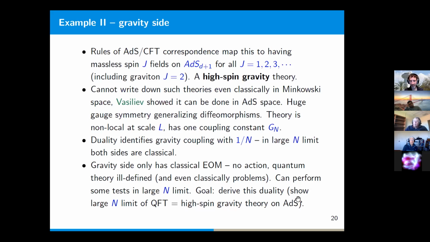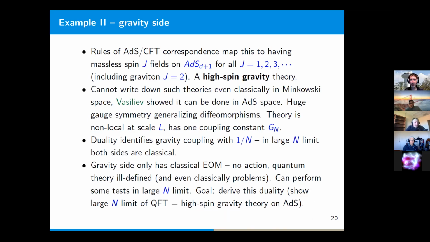And our goal in the rest of this talk will be to derive this duality. And again, what that means is to show that the large n limit of this quantum field theory can be written as a high-spin gravity theory on anti-de Sitter space. So since that's all we know about the gravity theory in this case, then that is, I think, the only sensible thing to call a derivation of the duality for this case. So this concludes the review part of the AdS/CFT correspondence.